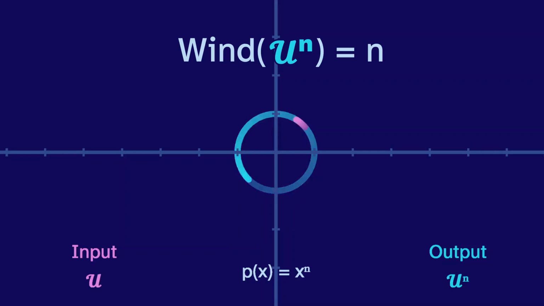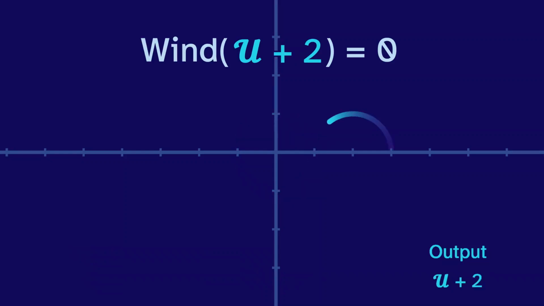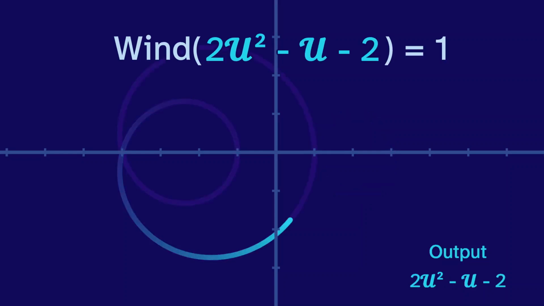Now to clarify our understanding of the winding number, let's look at some more examples. With u plus 2, the winding number is 0. This is a circle, but it's not actually going around 0, so the winding number is 0. And here, the winding number is 1. We're making 2 loops, but only one of those loops goes around 0.